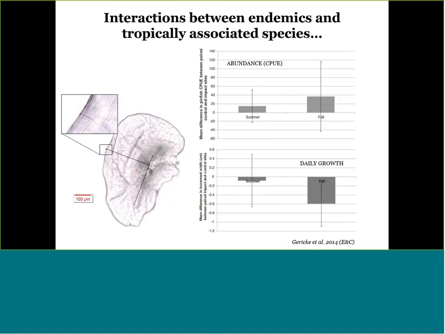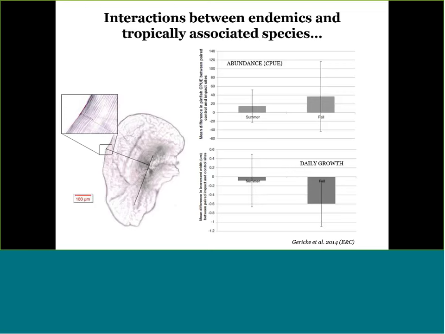The bottom graph is the daily growth rate of the pinfish. And does those snapper moving in affect the growth rate of the pinfish? And the way that we get at growth rates, and really what I would think might be most useful for you as you go back to your students, is the tool we used. And what we used are otolith bands. So an otolith is a structure inside a fish.